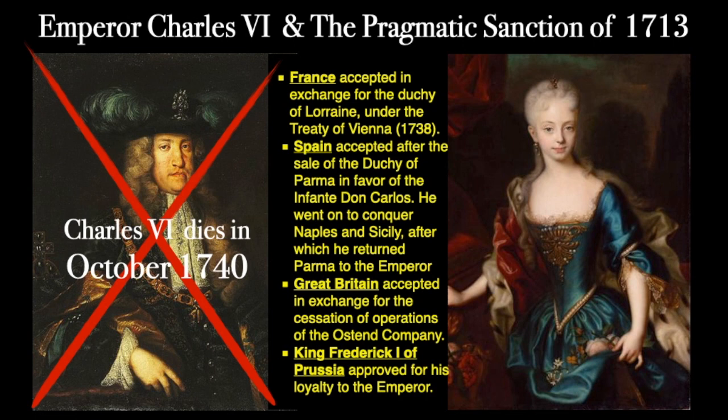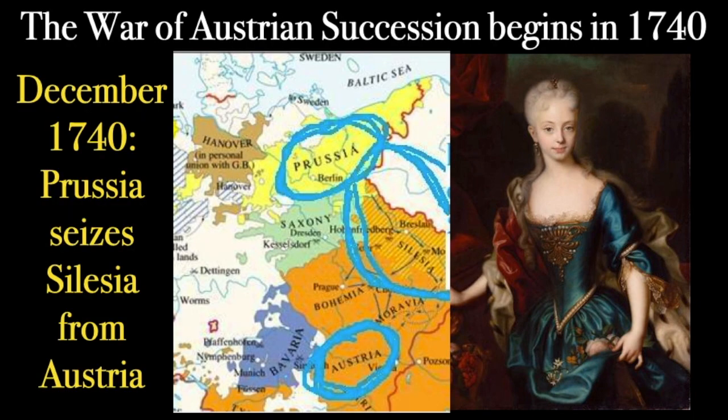He's dead. Do the signers of the Pragmatic Sanction respect the Pragmatic Sanction of 1713 some 30-some years later? No. Within 2 months of the death of Charles VI, Prussia invades Austria. Specifically, and this is kind of important, they invade a region of Austria called Silesia. Silesia today is mostly Poland. The reason why Prussia attacked Silesia and took it over was because Silesia has great fertile farming lands. But this act was nothing but a brazen land grab.